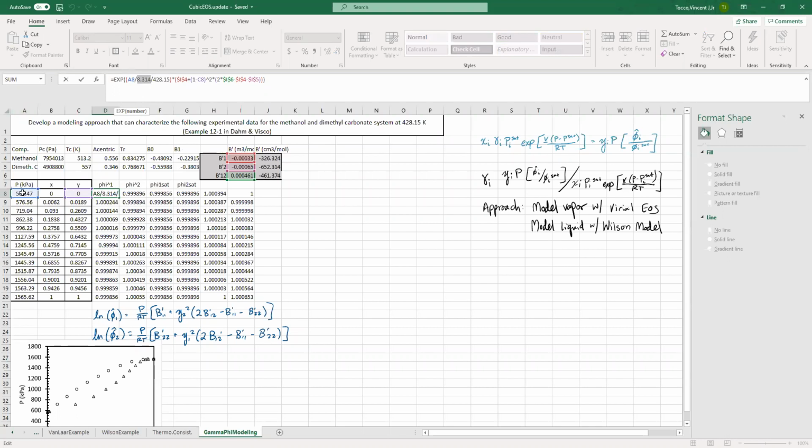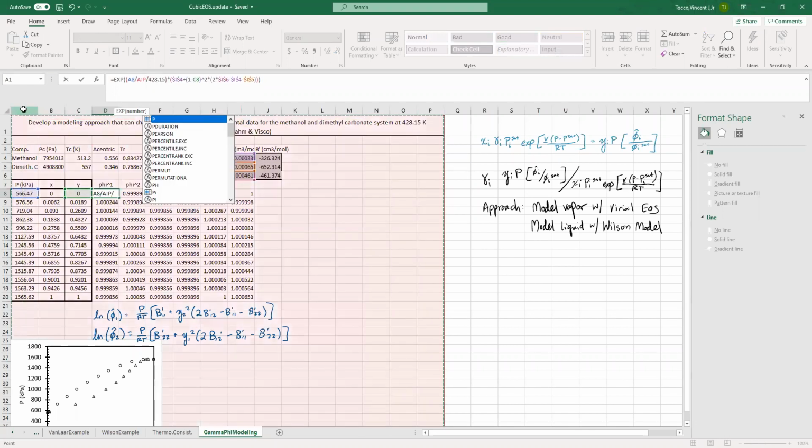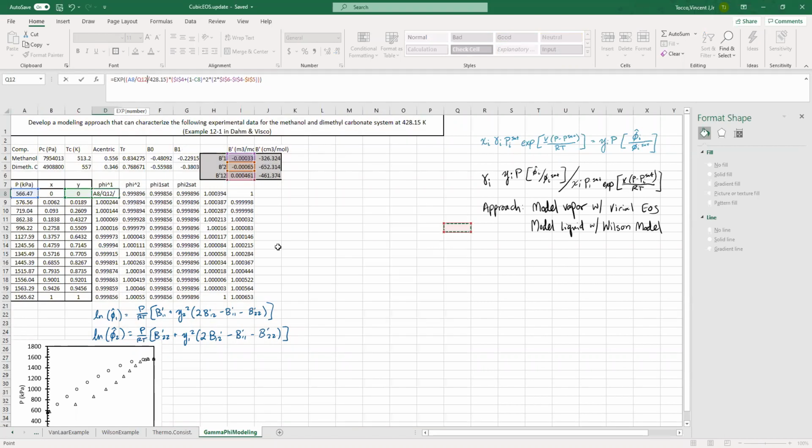Instead of referencing a cell where P is in kilopascals, I am just going to, oh, maybe. Why is this not going to work? Oh, because I'm in a formula right now. I need to back out of this, undo, 8.314. Okay, I don't want to change any formulas.